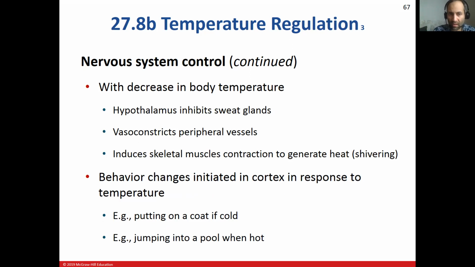The exact opposite. The sweat glands are inhibited, and then vasoconstriction in the blood vessels close to your skin. That's why instead of blushing now, you turn blue because all of the blood has been diverted away to your critical organs and to your muscles, all right, rather than your skin.